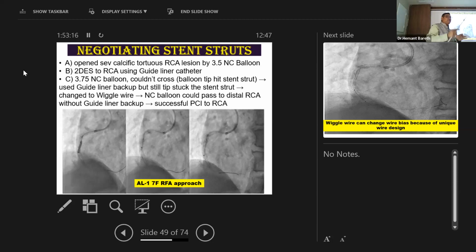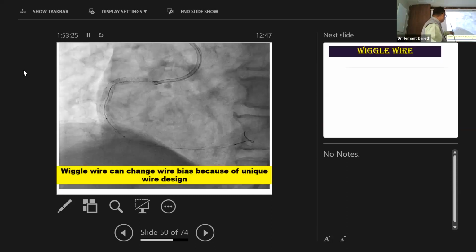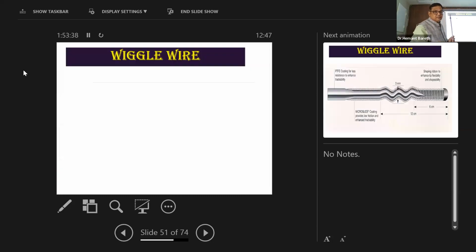So with the use of this wiggle wire, this whole procedure was done, and this distal stent strut was negotiated, and PCI was done. Ultimately, it could change the wire bias, and once the wire bias was changed, the wire could cross beyond, and the balloon could actually cross beyond the stent strut, and then you could post dilate it.